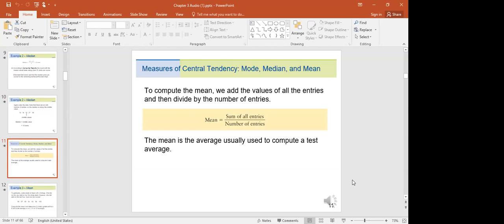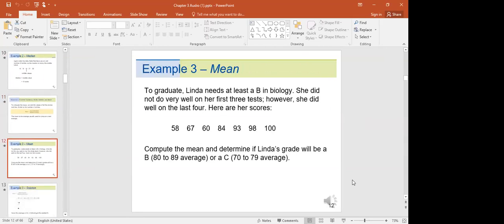Now the arithmetic mean is obtained by adding all the values and dividing by the sample size or the population size. To graduate, Linda needs at least a B in biology. She did not do well on her first 3 tests. However, she did well on the last 4. Here are her scores. So what will be her average in biology, the average that she will get?